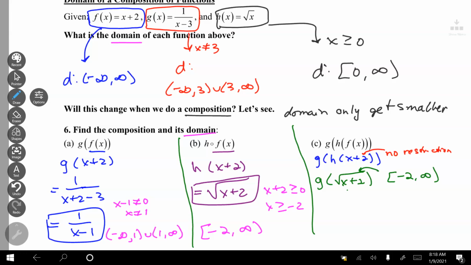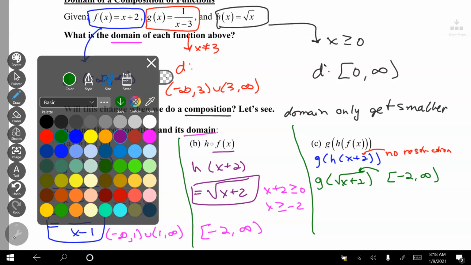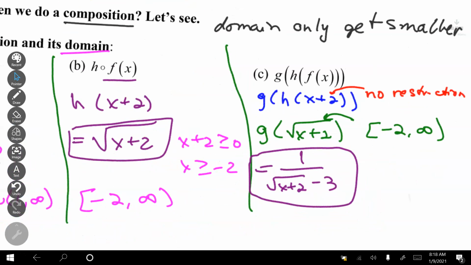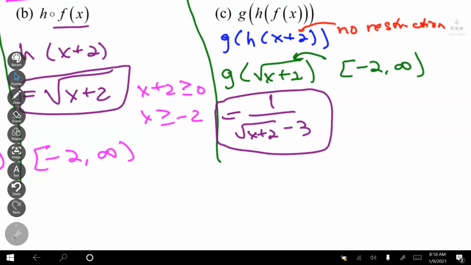Now I'm going to plug this x plus 2 into the d function and put it into the denominator. And when I do that, I get this whole thing is equal to 1 over the square root of x plus 2 minus 3. And that is my composition. This is what I have for my result of putting f inside of h inside of g. Okay, I'm going to focus on this right now. And I realize I already have a little bit of a restriction that I've done. I restricted my domain in part 2 of the problem.